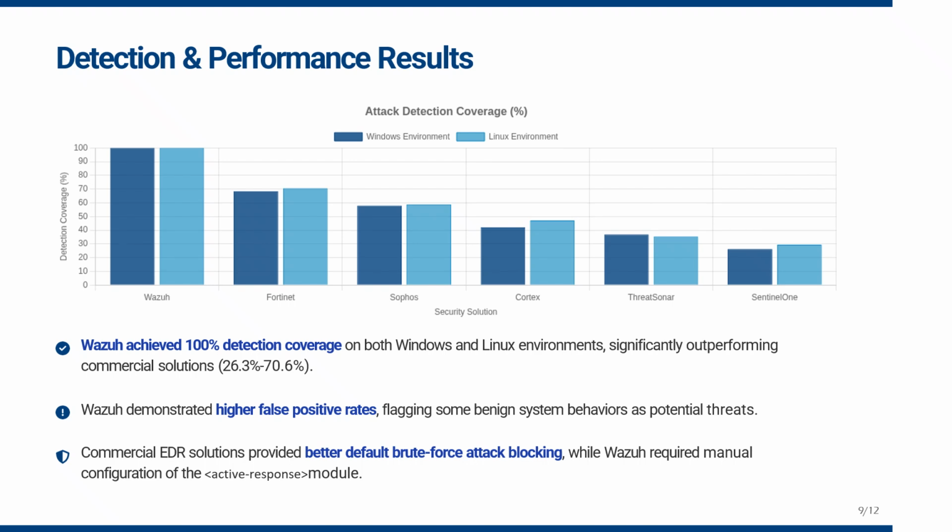One notable finding was that technique T1574, hijack execution flow, was the only technique successfully detected by all evaluated solutions across both Windows and Linux environments, suggesting this is a well-understood and consistently addressed attack vector.